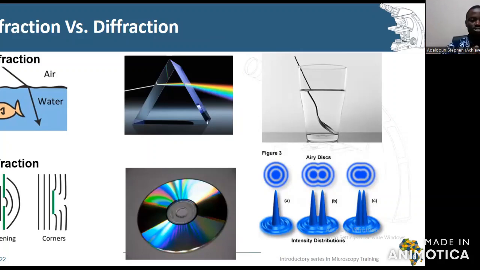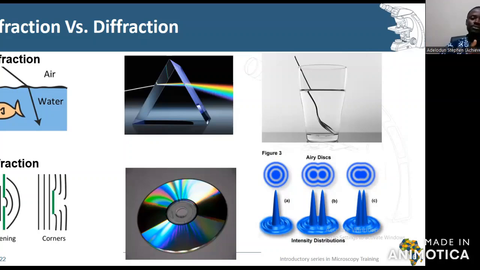Now, what is refraction? As was said yesterday by Olatunji, light can move from one medium to another. So when light moves from a particular medium to another medium of different refractive indices, what happens is that the light can change its path, or it will bend.